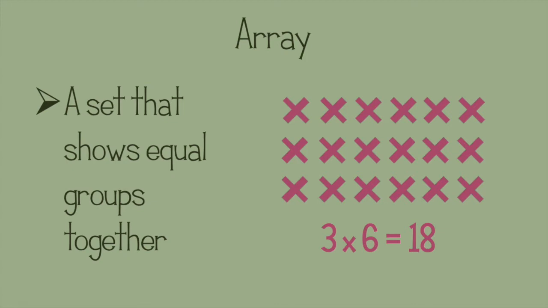This is generally something that we are drawing using different symbols. People often use X's, stars, or circles, whichever makes you happiest. And we make equal groups in rows and columns using the information from our multiplication sentence to solve.